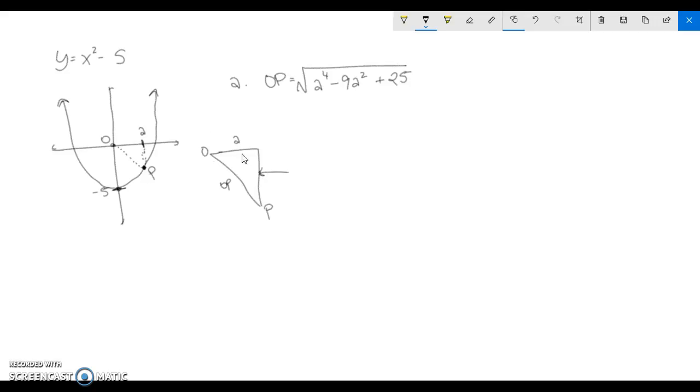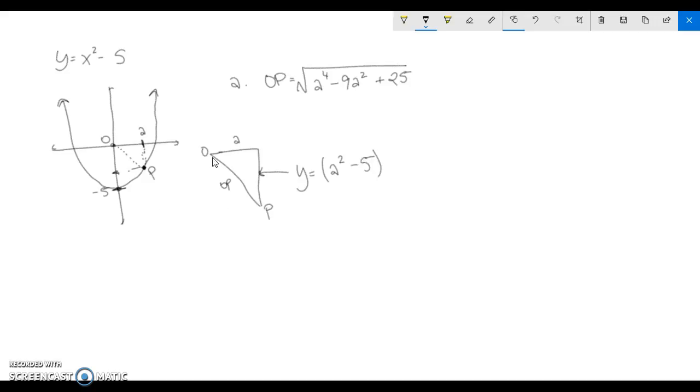Well, to find the y value, right, this is our y value here. All we need to do is plug in the a value into x to find our y value at P. So this would be our y value equals a squared minus 5. Okay?